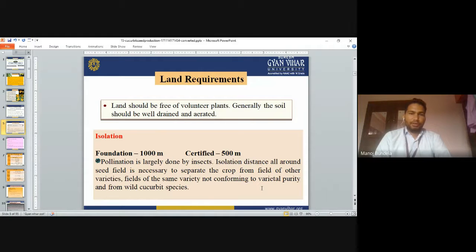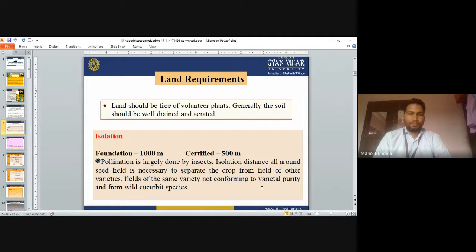Land requirement. Land should be free from volunteer plants. Volunteer plants means weeds, other crop seeds, other crop plants, and any other plants. Generally, the soil should be well drained and aerated. Isolation distance: for foundation seeds, the isolation distance is 1000 meters, and for certified seeds, the isolation distance is 500 meters.